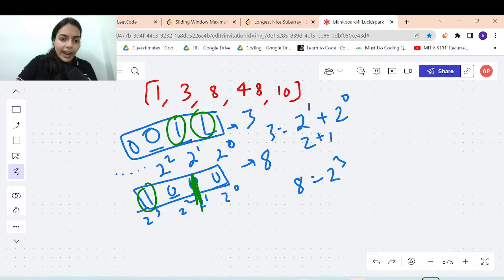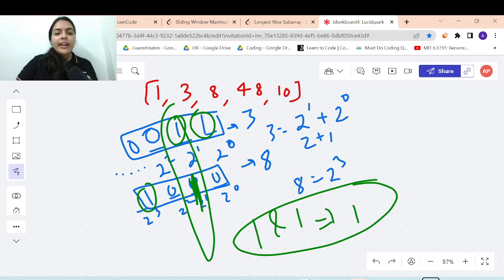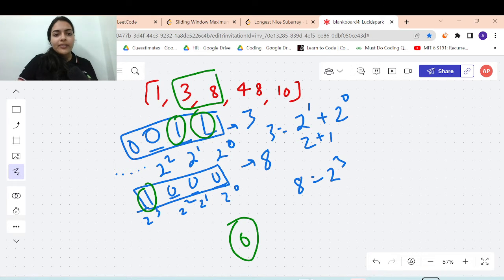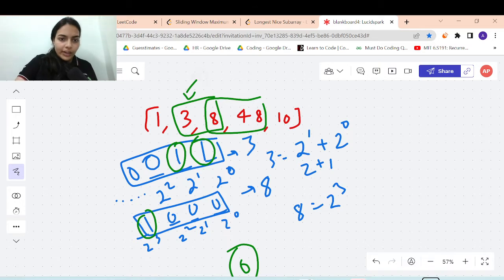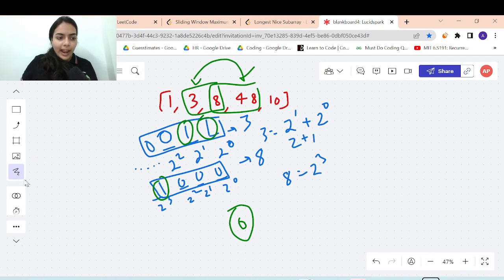If here I had a 1, then I would have got 1 and 1 equal to 1. But here I don't have a 1. Both have set bits in totally different positions, in totally different spectrum, because of which their AND is 0. For 3 and 8 we saw. Now let's see for 8 and 48, and also for 3 and 48. For all the pairs in this subarray, AND is equal to 0.